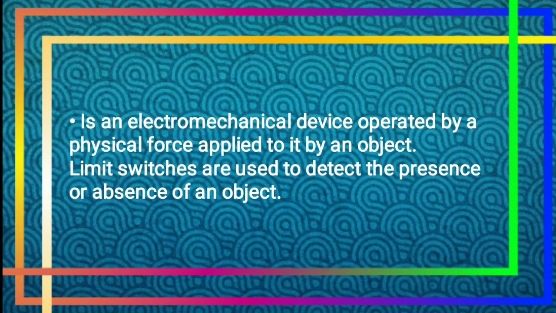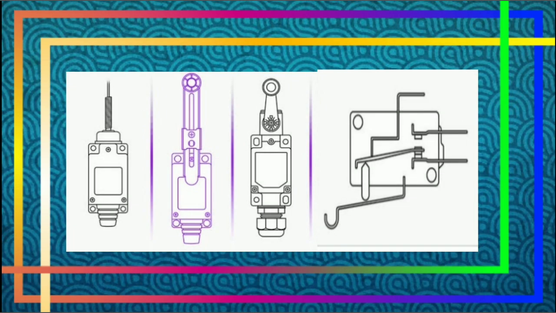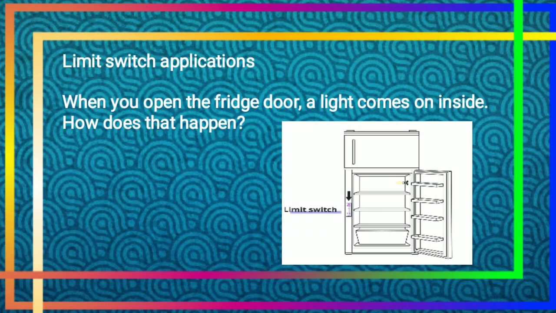A limit switch is an electromechanical device operated by a physical force applied to it by an object. Limit switches are used to detect the presence or absence of an object. These switches were originally used to define the limit of travel of an object, and as a result, were named limit switches. So, limit switch applications.